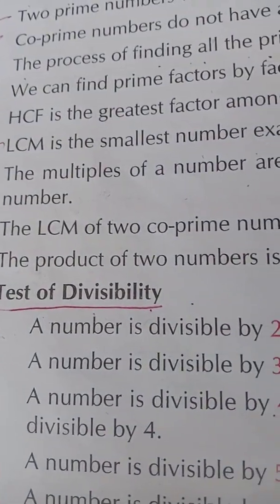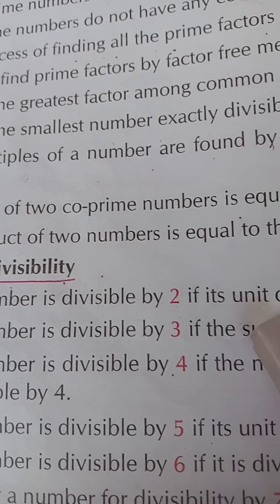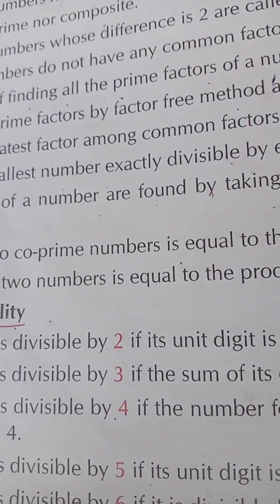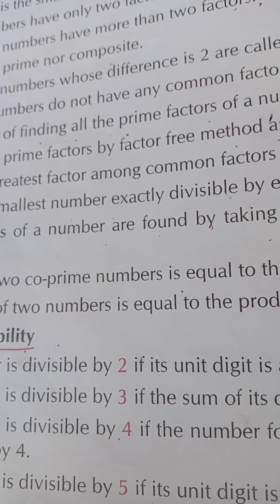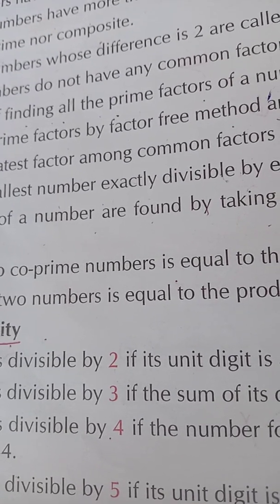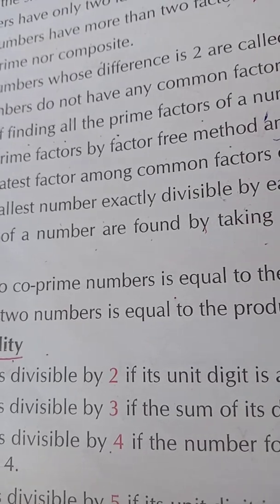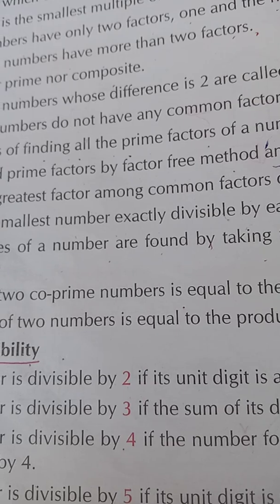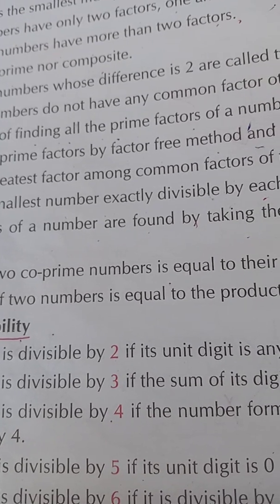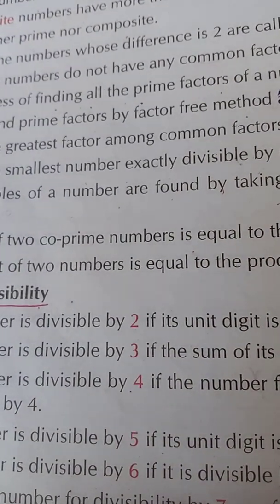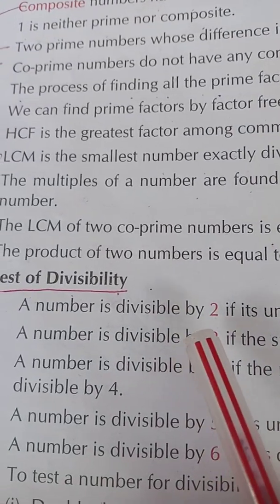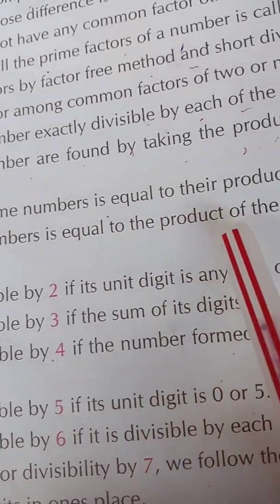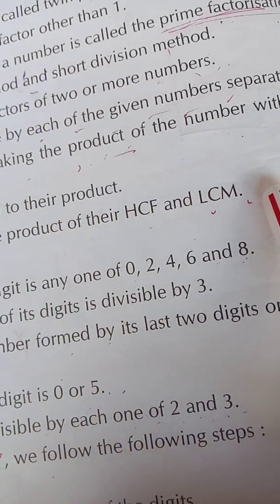The LCM of two co-prime numbers is equal to their product. That is, if two numbers have only one common factor, that is 1, that time we call them co-prime numbers. And if we multiply these two numbers, their LCM is always the same. So the product of two numbers is equal to the product of their HCF and LCM.